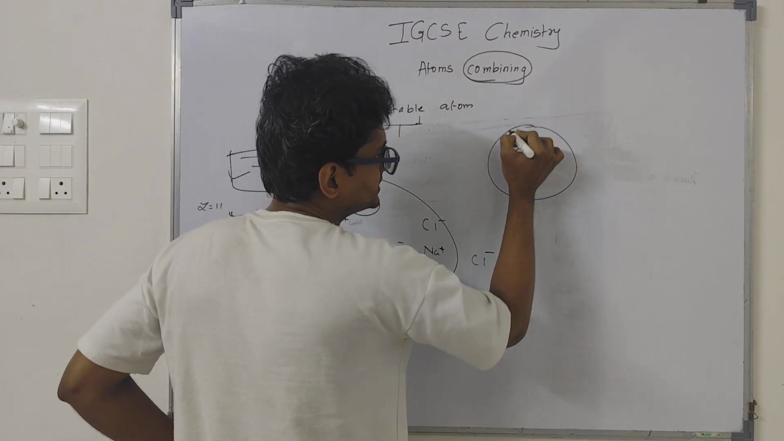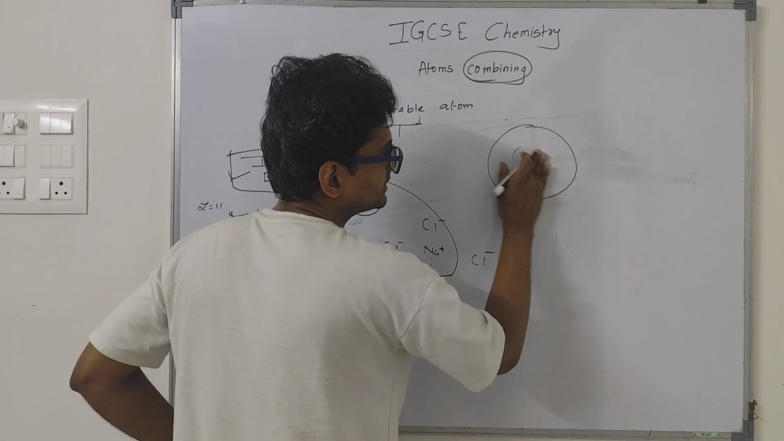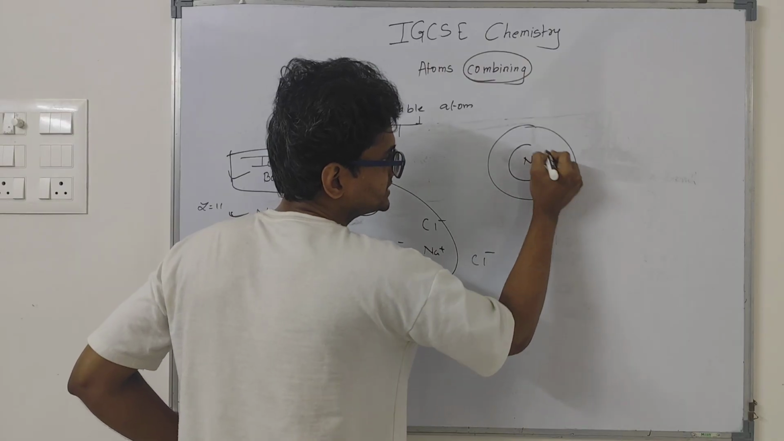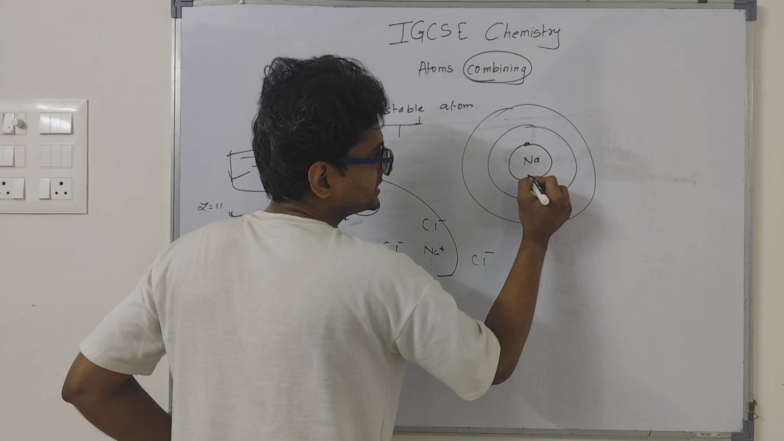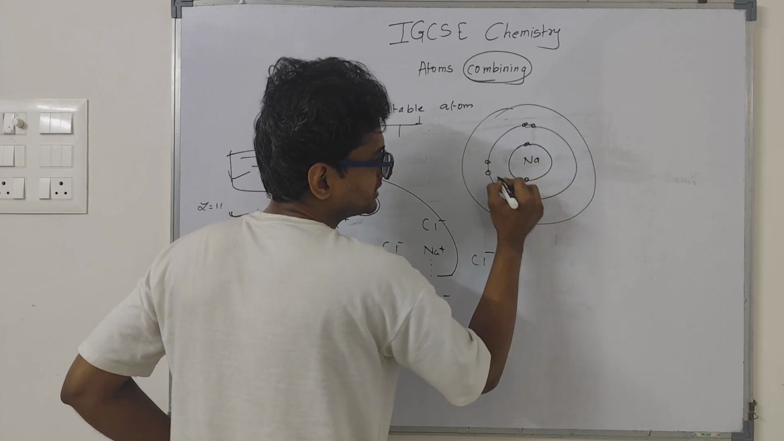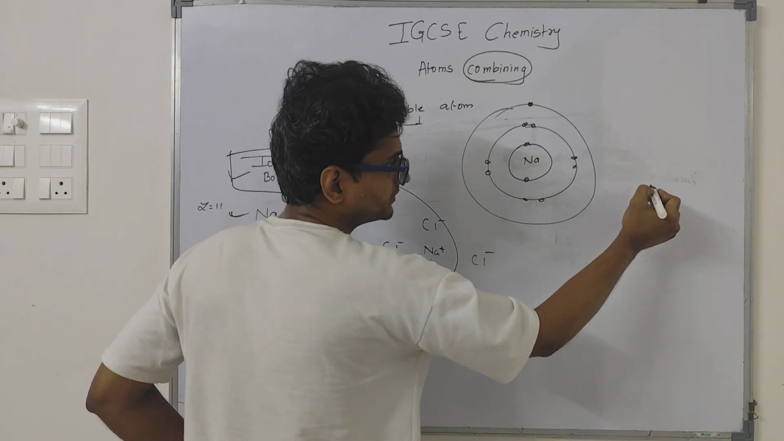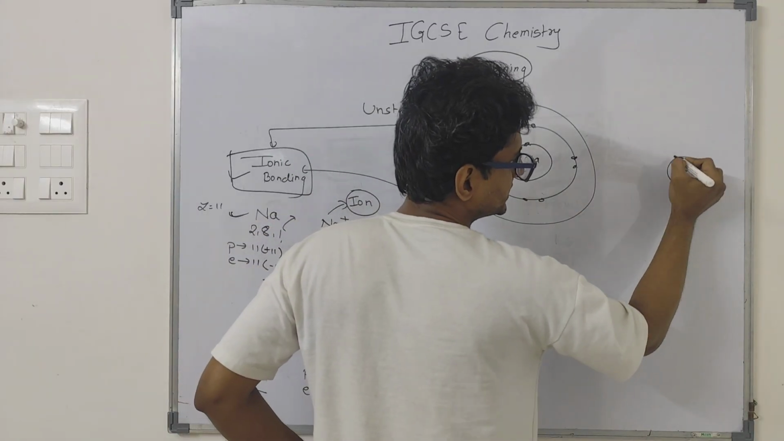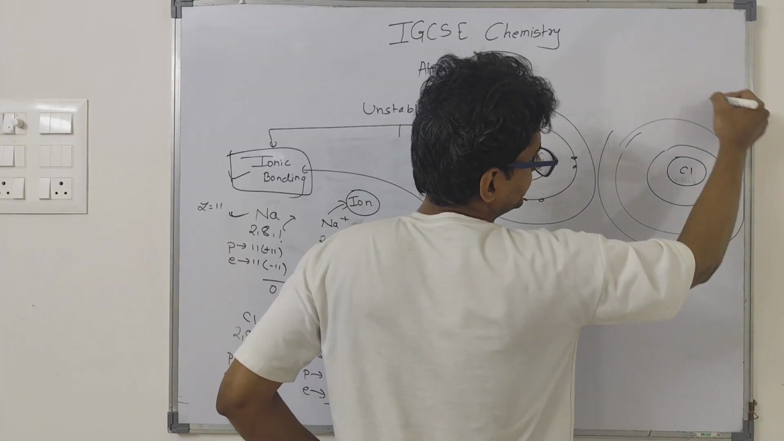So one shell. This is, let's say, the sodium nucleus. First shell, second shell, third shell. How many electrons? In the first shell 2 electrons, then 8 electrons, and then 1, right? Now I'm drawing chlorine here. Chlorine nucleus, first shell, second, third, fourth, okay?